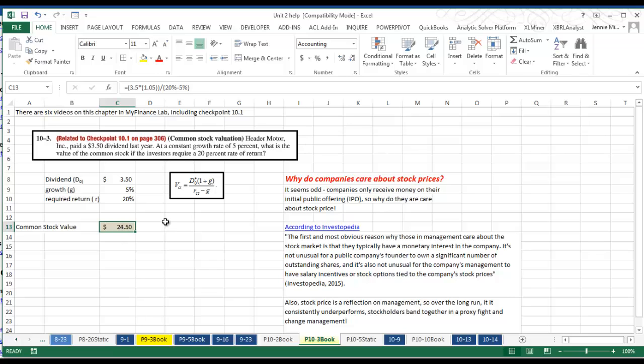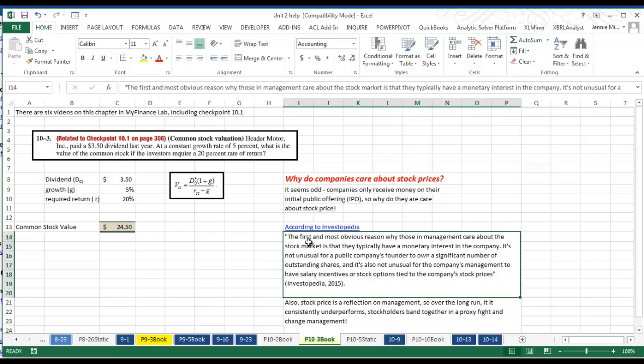Now you may wonder why companies even care about the stock price. They don't participate in the secondary market. They essentially only get money when they have an initial public offering. So what's the deal?